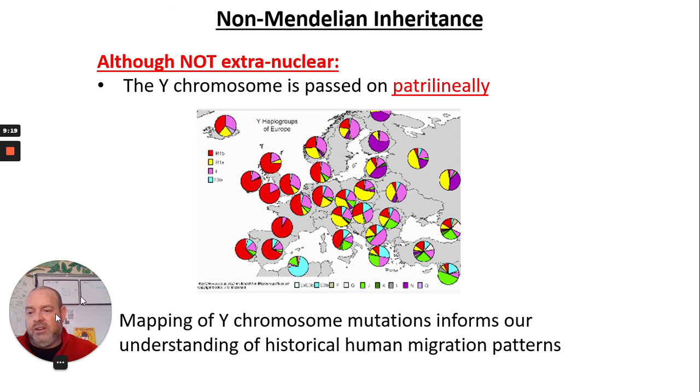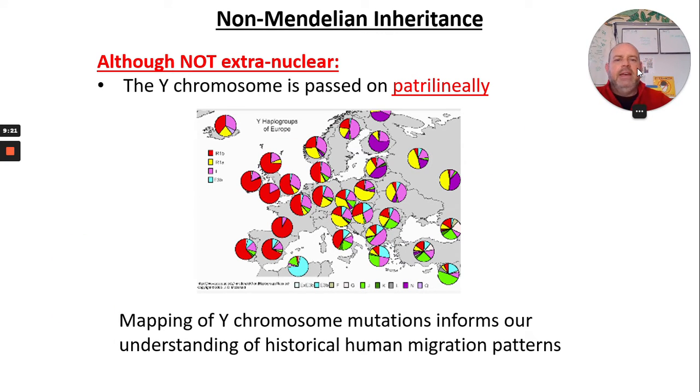We also have things that are passed on patrilineally. The Y chromosome is passed on patrilineally. Now, it's not extranuclear, but it is non-Mendelian. It's still within the nucleus, right? Because it's a sex chromosome that's going to be in the nucleus, but it's not going to follow Mendelian patterns because it's just guys donating it, right? Mendelian patterns have to deal with the two parents.